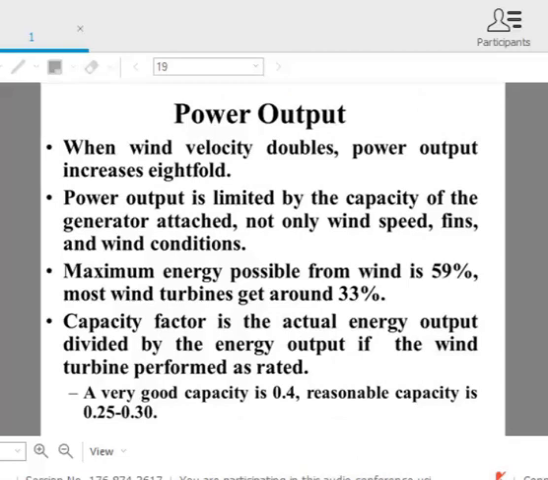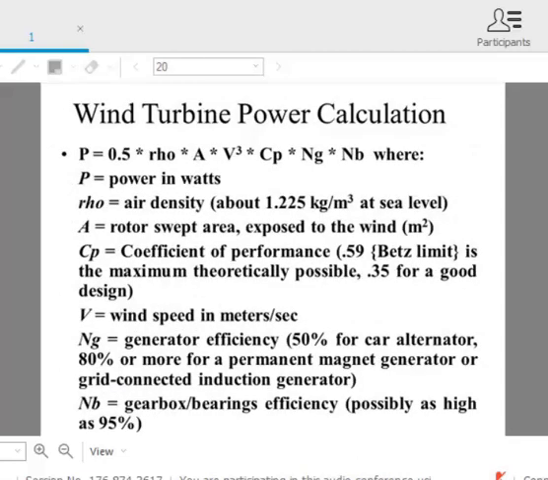Okay, so power output in that wind power generation is half, that means 0.5 rho A V cube Cp Ng Nb. Cp is the coefficient of performance, 0.59 Betz limit is the maximum theoretical possible. However, 0.35 for good design.